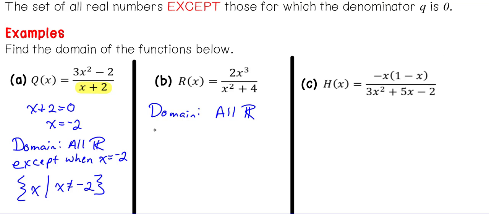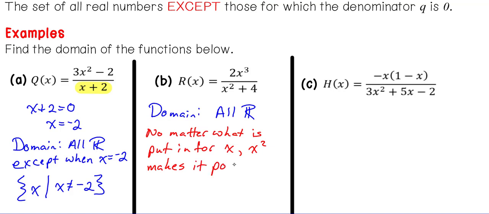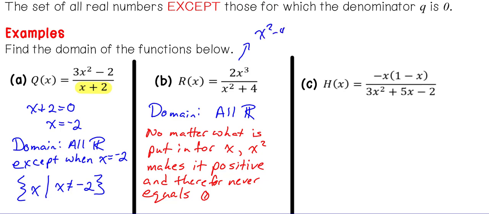And the reasoning is what I just stated. No matter what is put in for x, squared makes it positive, and therefore never equals 0. The only difference is if we had an equation like x squared minus 4, well, I know that factors out into x plus 2, x minus 2. So there would actually be 2 zeros on this. But because it's a plus 4, it doesn't factor out anymore, and the number is always going to be positive.